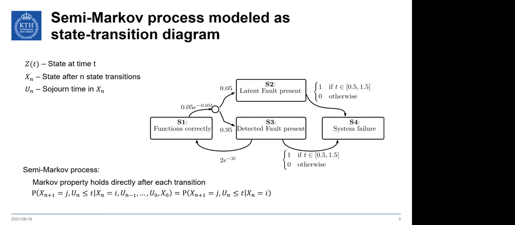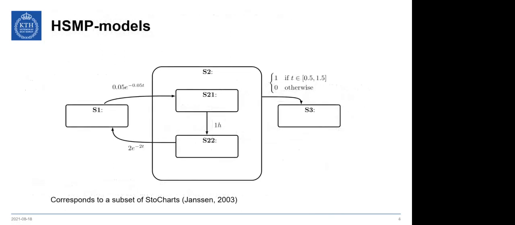Now, what we can see in practice is that these SMP models are in many cases not enough to model complex real-world systems. So what we then have to do is to look at more general models. And this is what we have done in this paper. We have looked at what we call the hierarchical SMP model. It's quite similar to the SMP model, but we have some hierarchy in it.